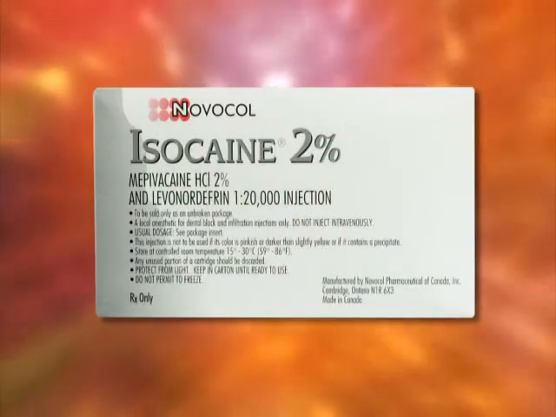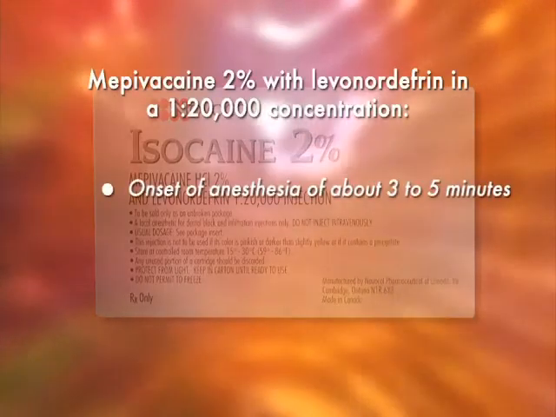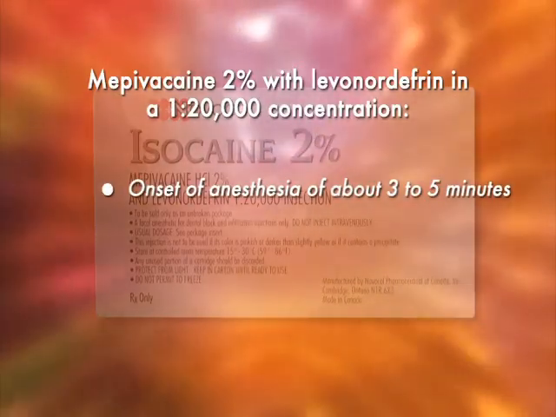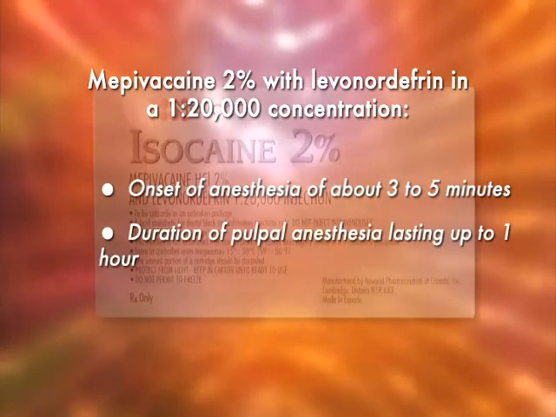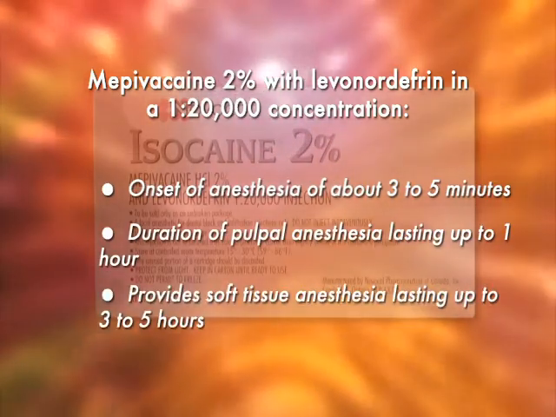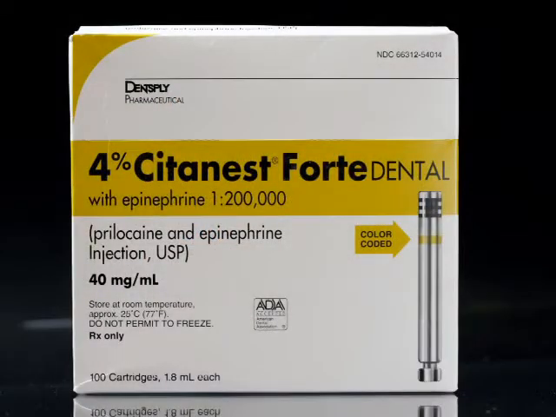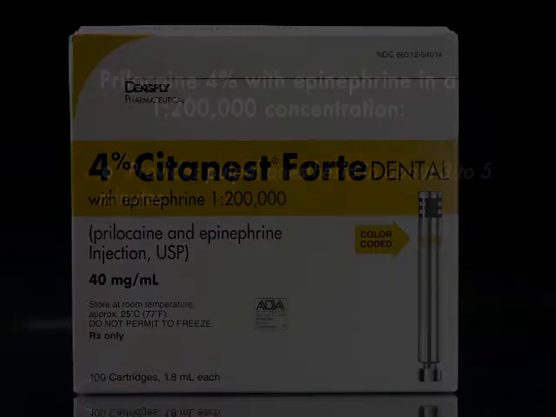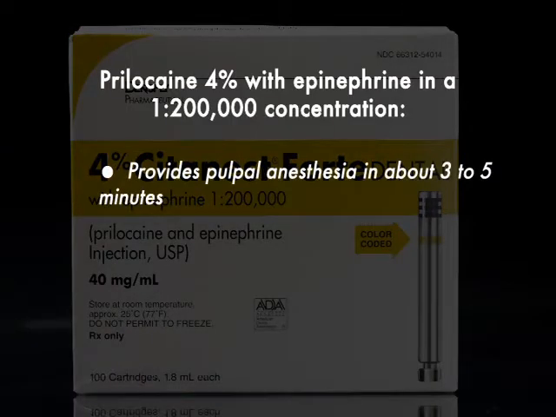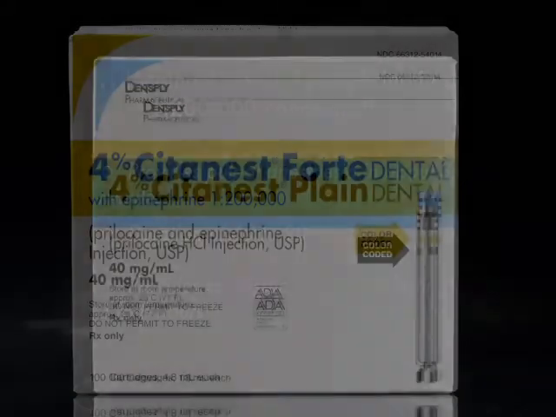Bupivacaine 2% with levonordefrin in a 1 in 20,000 concentration has an onset of anesthesia of approximately 3 to 5 minutes with a duration of pulpal anesthesia lasting for 1 hour with soft tissue anesthesia for approximately 3 to 5 hours. With epinephrine, prilocaine provides pulpal anesthesia within 3 to 5 minutes with a duration of approximately 60 to 90 minutes and soft tissue anesthesia lasting anywhere from 3 to 8 hours.